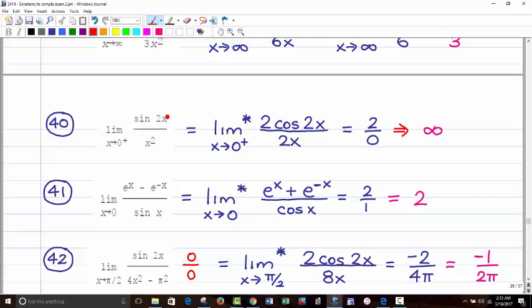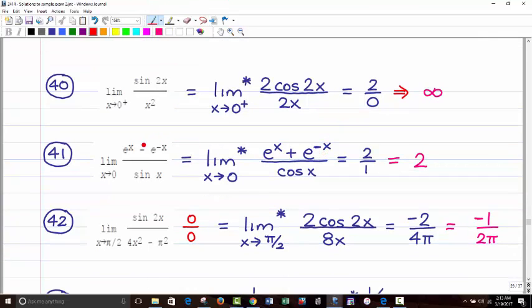So you got 0 over 0 when you put 0 in here. L'Hopital's rule: the derivative of sine of 2x is 2 cosine of 2x, because of the chain rule. 2x on bottom, reinsert 0. The cos of 0 is 1, so you'll get 2 over 0, which is pretty much infinity. Positive infinity.